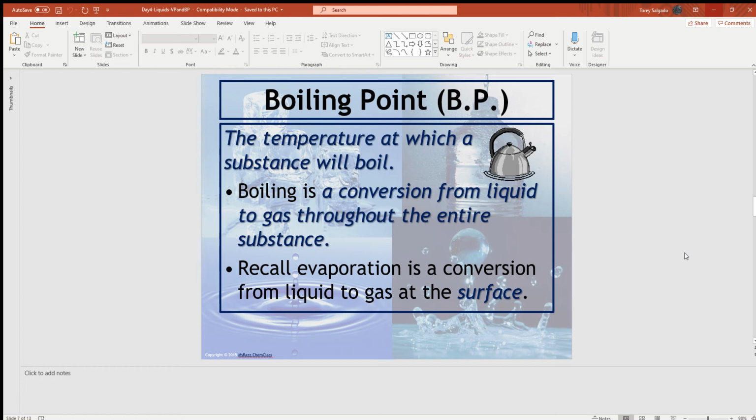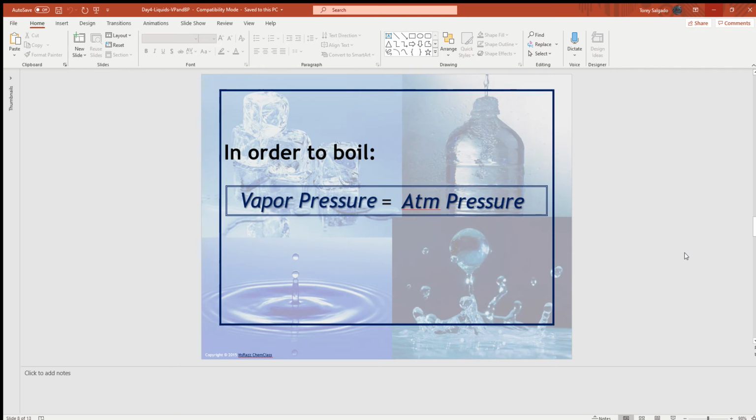Recall that evaporation is a conversion from liquid to gas at the surface, right at the surface where we have high kinetic energy, those are going to evaporate. But boiling means we're going to turn up that temperature, we're going to add increased kinetic energy to all levels of the liquid, not just the surface. So all of those molecules are going to want to turn into a gas. In order to boil, your vapor pressure must be the same as the atmospheric pressure outside. One more time, in order to boil, your vapor pressure must be the same as your atmospheric pressure.